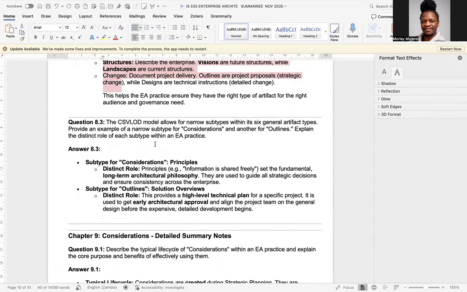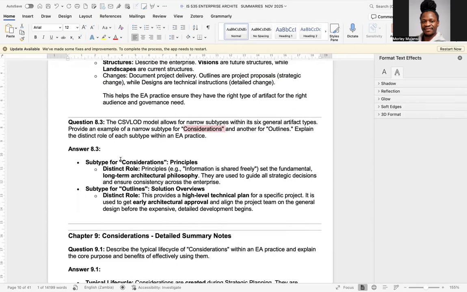We look at the narrow subtypes. So the CSVLOD model allows for narrow subtypes within the 6 general artifact types. Okay, so the CSV model allows for narrow subtypes. So provide an example of a narrow subtype for considerations and another for outlines. Explain the distinct role of each subtype within an EA practice.